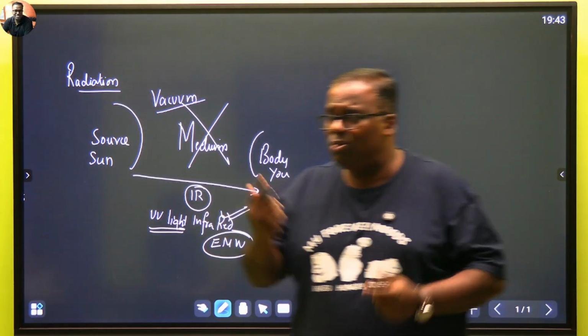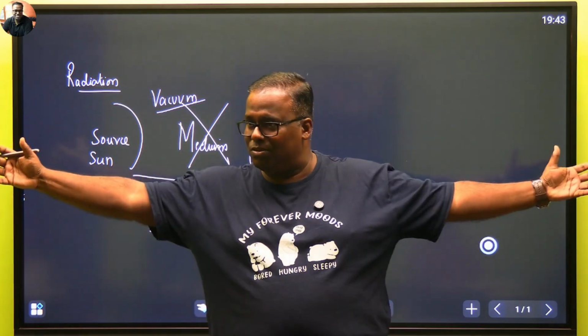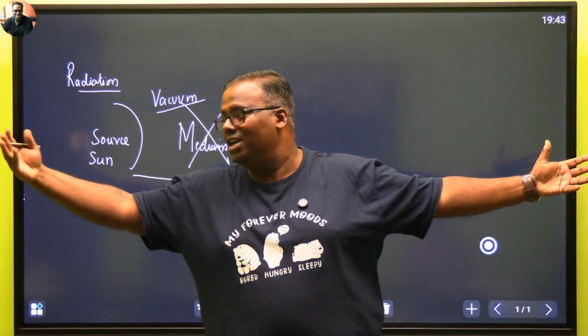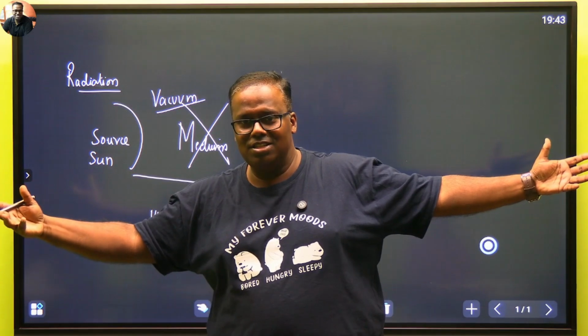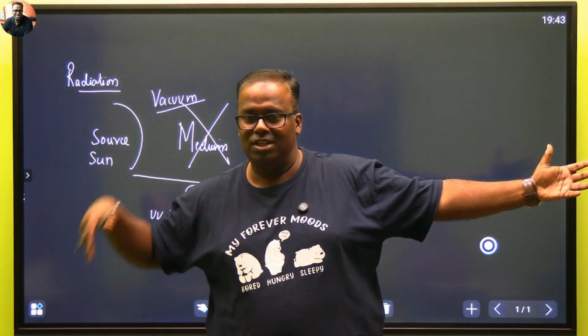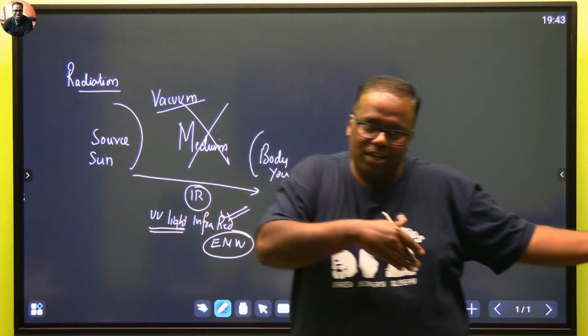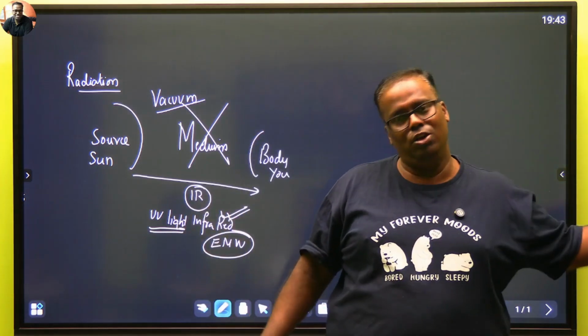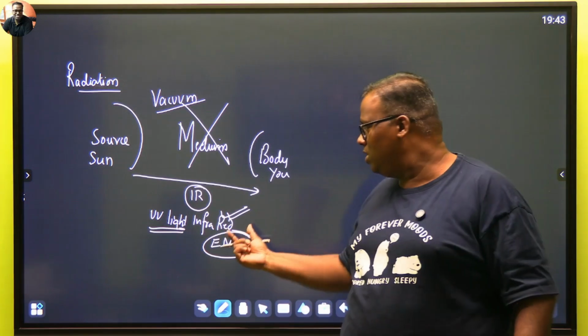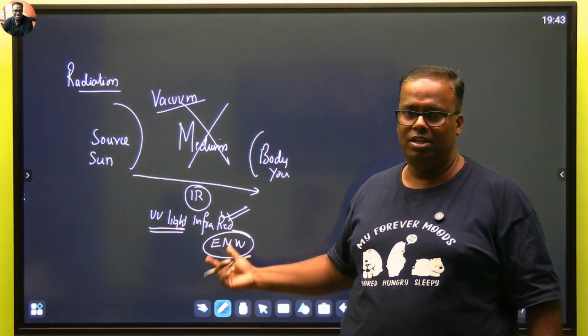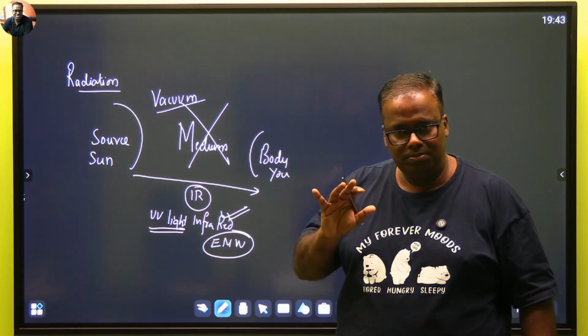But light is one member among that entire spectrum family. There are more brothers and sisters in it: gamma, X-rays, ultraviolet, visible light, infrared, microwave, radio waves. This chapter talks only about infrared. Is it now getting clear?